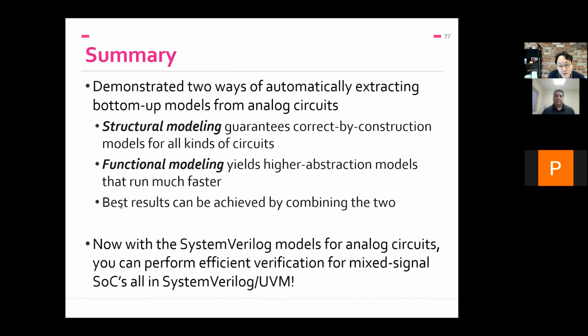In the end, what we got is the SystemVerilog model for the analog circuits. As someone asked, this SystemVerilog model can run in the SystemVerilog environment, UVM environment, as is. So now you can perform efficient verification for your SoC, including these analog circuits, all in SystemVerilog, like in UVM.